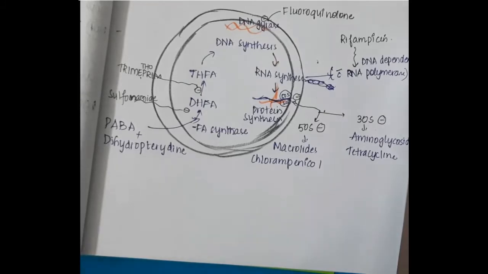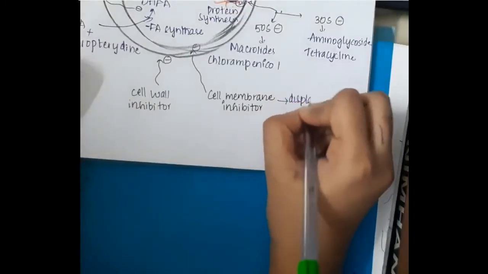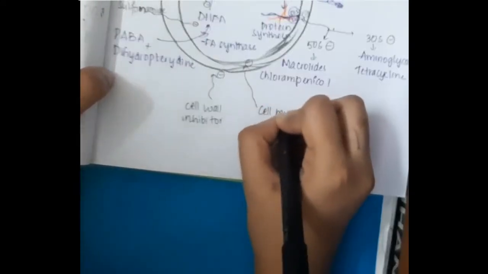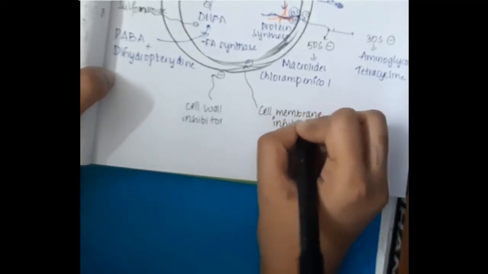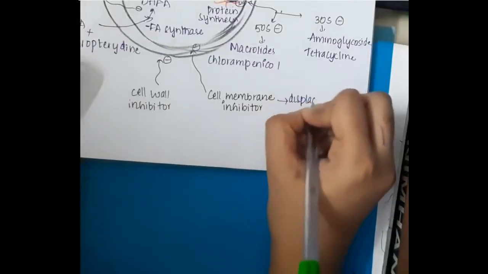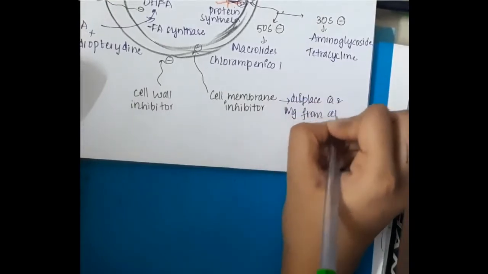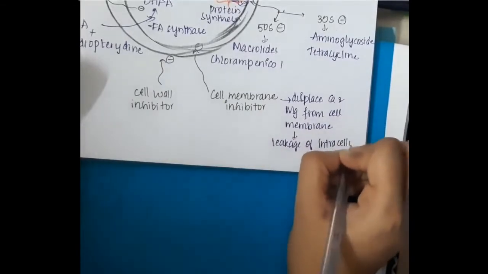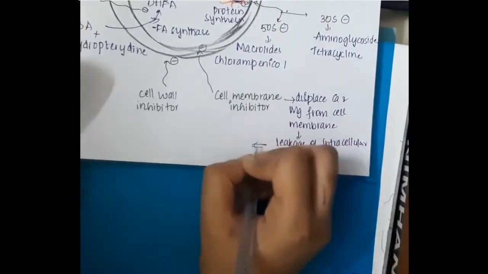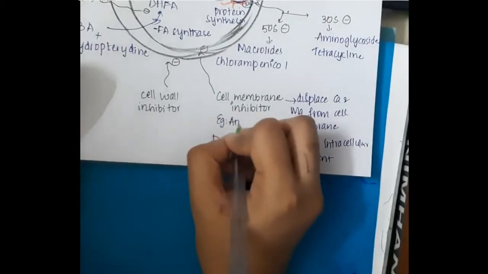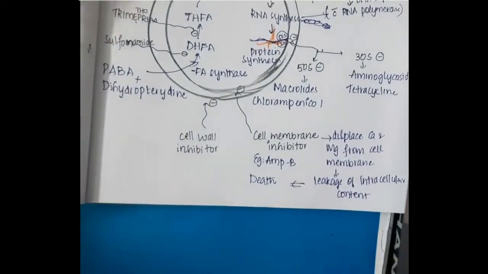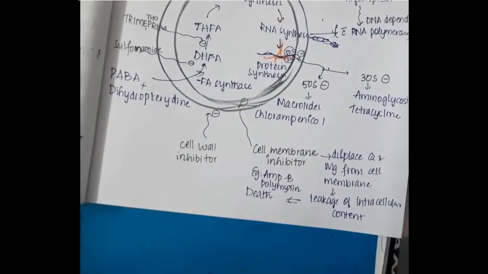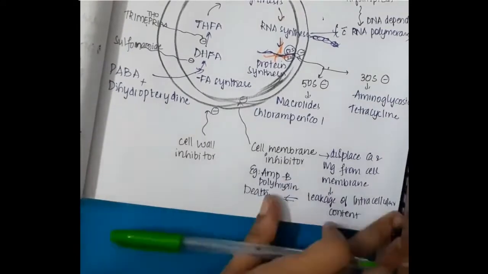We have cell membrane inhibitors also present. So we have first cell wall inhibitors, then we have cell membrane inhibitors. These cell membrane inhibitors will displace the calcium and magnesium from the cell membrane, and this will cause leakage of intracellular content leading to cell death. Examples are amphotericin B and polymyxin, the cell membrane inhibitors. Now these are important points about antibacterials.